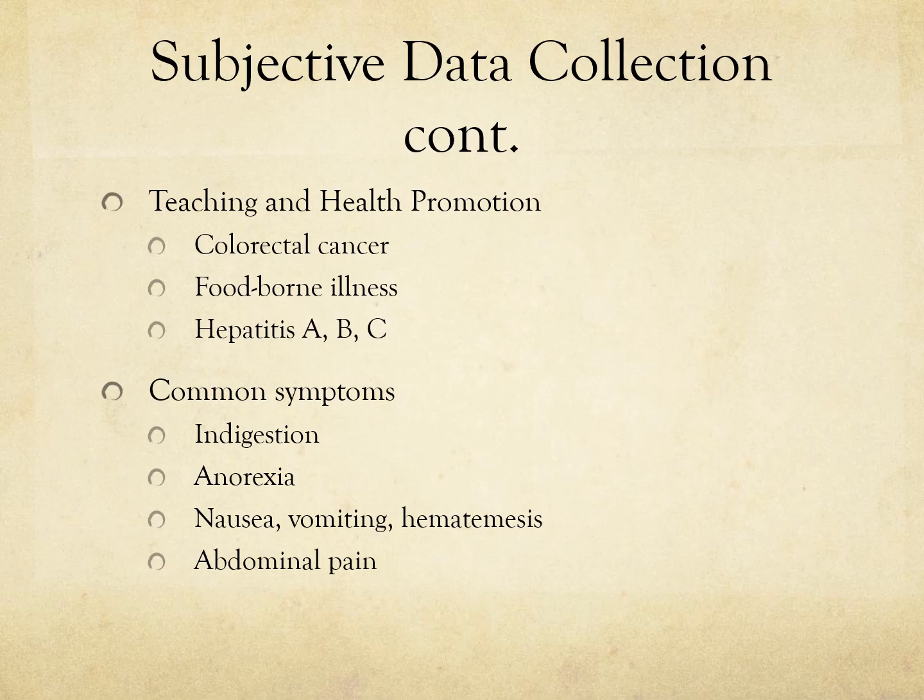Anorexia means loss of appetite. This can occur with infection, cancer, depression, GI disorders, or chronic illness. In older adults, especially, decreased appetite can quickly contribute to malnutrition and weakness.